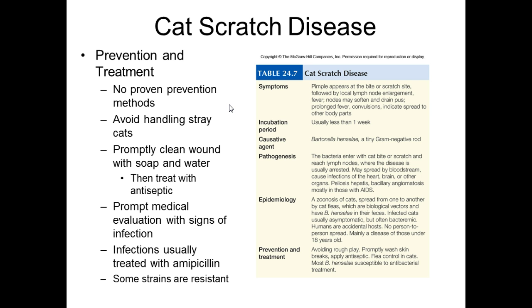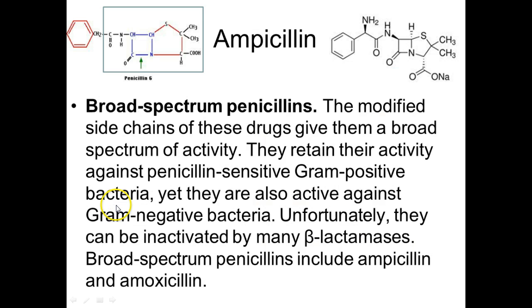For this one, ampicillin, because it's a gram-negative bacteria, we can't give penicillin. But ampicillin is a derivative of penicillin. So here's our plain old penicillin. And this modification right here is the only difference between penicillin and ampicillin. But that makes a huge difference. It makes this drug what we refer to as broad spectrum, where penicillin you're going to give mostly just for gram-positive infections. Ampicillin works against gram-positive and gram-negative. It can actually get into the gram-negative bacteria.